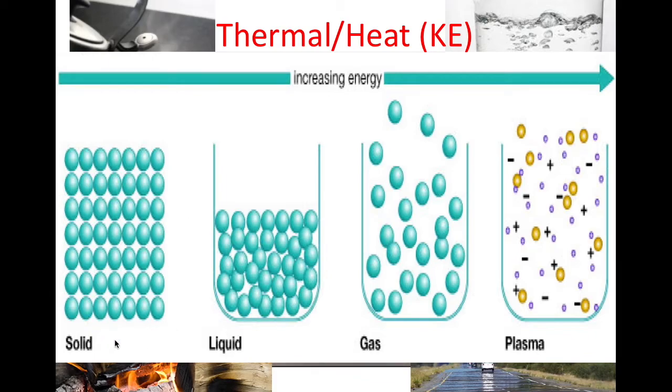Here are the molecules of a solid, and here they are as a liquid going to gas and then plasma. As you move across from solid to liquid, gas, and plasma, these are the states of matter. You are increasing the energy, therefore the molecules are moving around more. As you have more activity, you have more thermal energy that is being released.